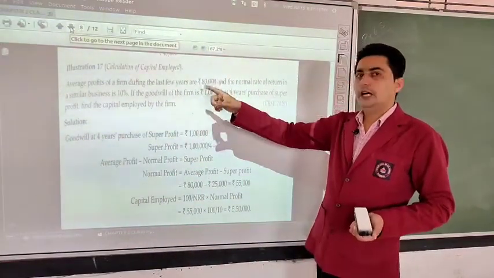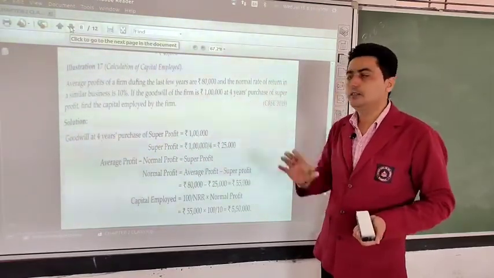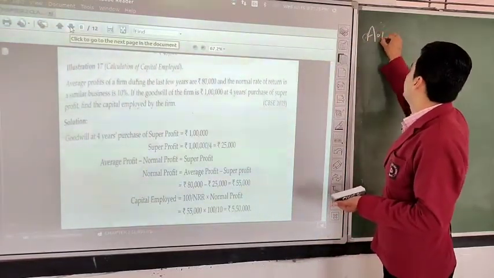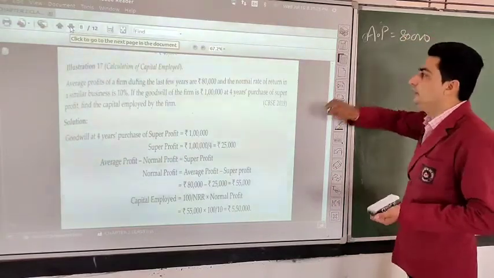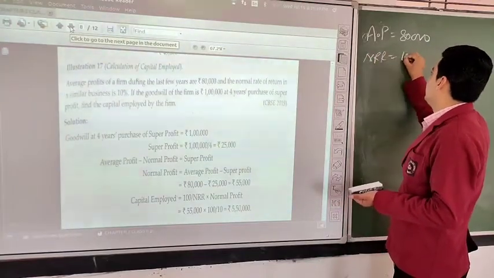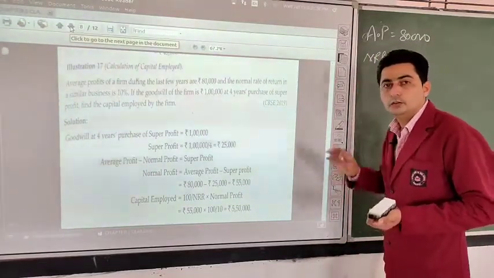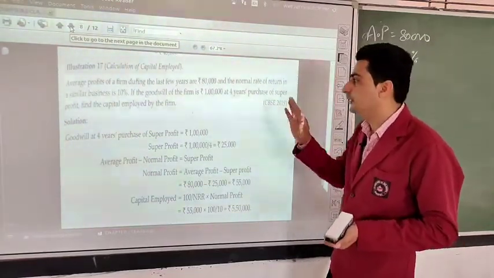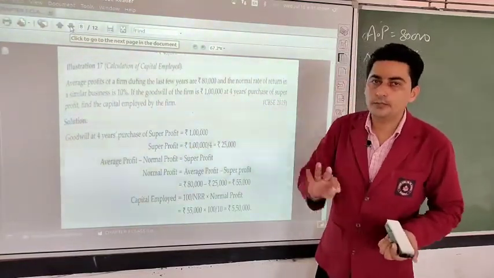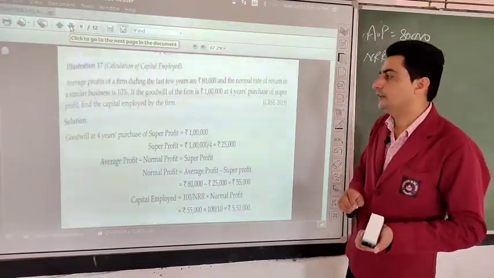Average profit of the firm during the last few years is 80,000 and the normal rate of return in a similar business is 10%. So average profit is already given, 80,000 rupees. Normal rate of return is 10%. If the goodwill of the firm is 1 lakh at 4-year purchase of super profit, find the capital employed by the firm. We have to find out the capital employed by the firm.